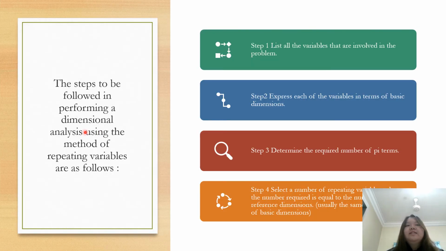These are the steps to be followed in performing a dimensional analysis using the method of repeating variables. The first one is we have to list all the variables that are involved in the problem. Step 2, we have to express each of the variables in terms of basic dimensions. Step 3, determine the required number of pi terms. Step 4, select a number of repeating variables where the number required is equal to the number of reference dimensions, usually the same as the number of basic dimensions.